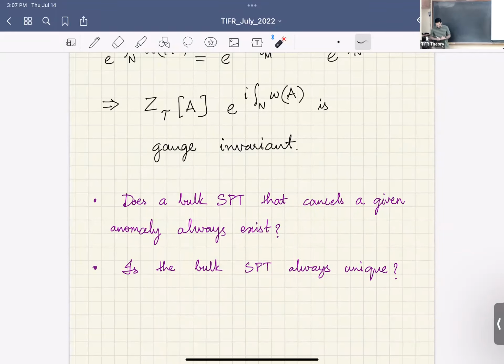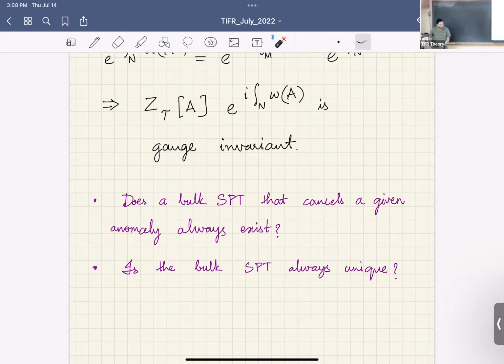Okay. We can always ask this question: given a system with some anomaly, is there always a bulk SPT in one higher dimension that cancels this? I'm not going to answer this because I don't know if this is known in general. But in all the examples that I'll talk about today, it does happen. There is always an SPT that cancels it. Even if there is an SPT, is it always unique? I already talked about shifting omega by a total derivative, so in that sense, it's not unique. But even if you remove this, can there be different non-trivial omega, not related by a total derivative, that cancel the same amount? This is something that I'll touch on.